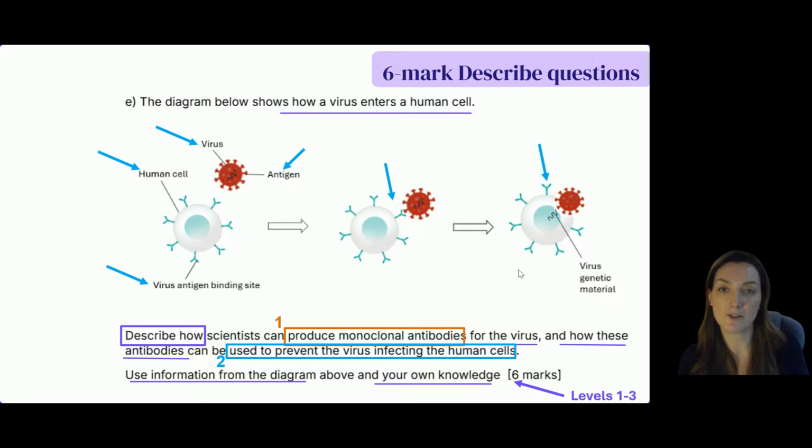In the third part of the diagram, this has allowed the virus to enter the human cell. It's allowed the viral DNA or genetic material to enter the nucleus of the human cell.